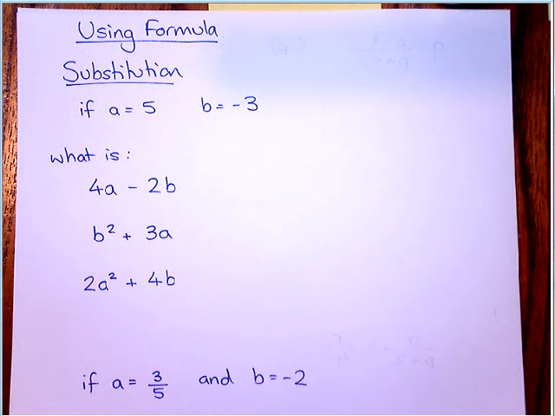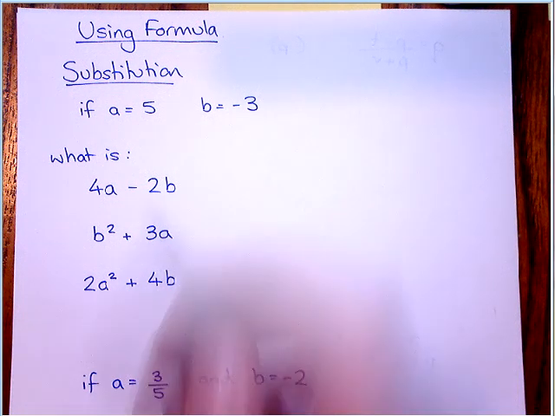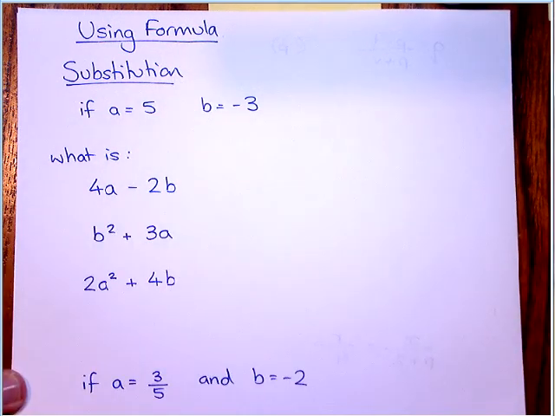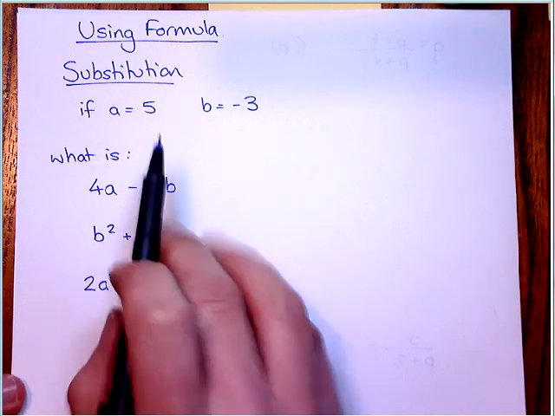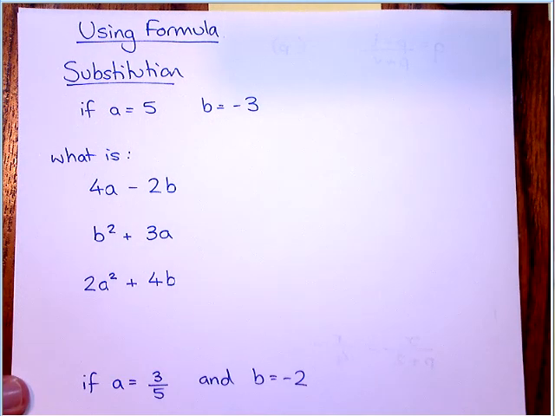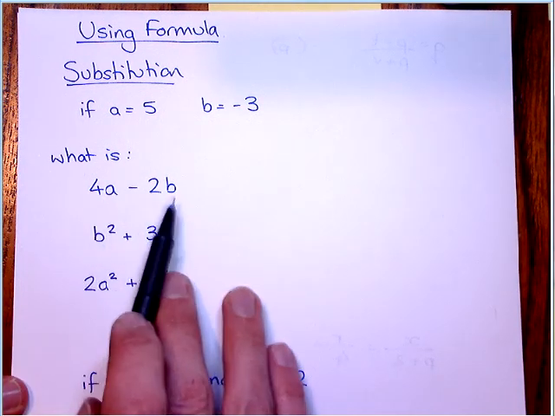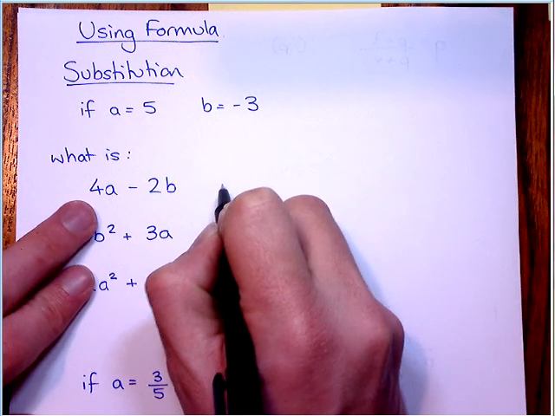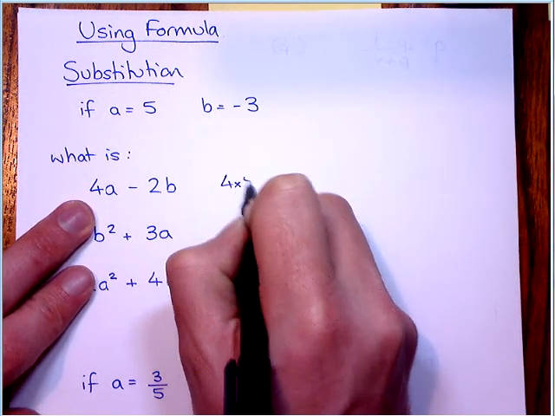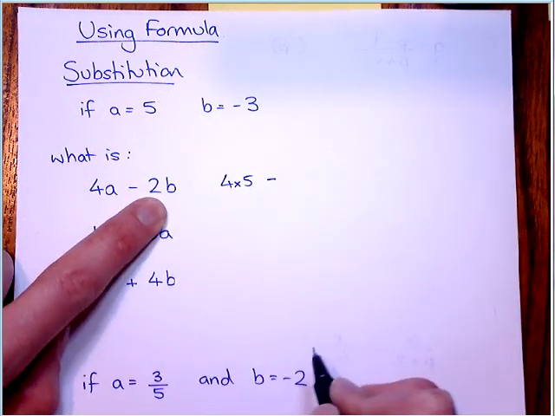Hi guys, now we're going to take a look at using formula. So the first thing we can do with formula is substitute values into it. So if a is 5 and b is minus 3, they might ask us to do something like this, which simply means 4 lots of a, so it's 4 lots of 5, minus 2 lots of b.